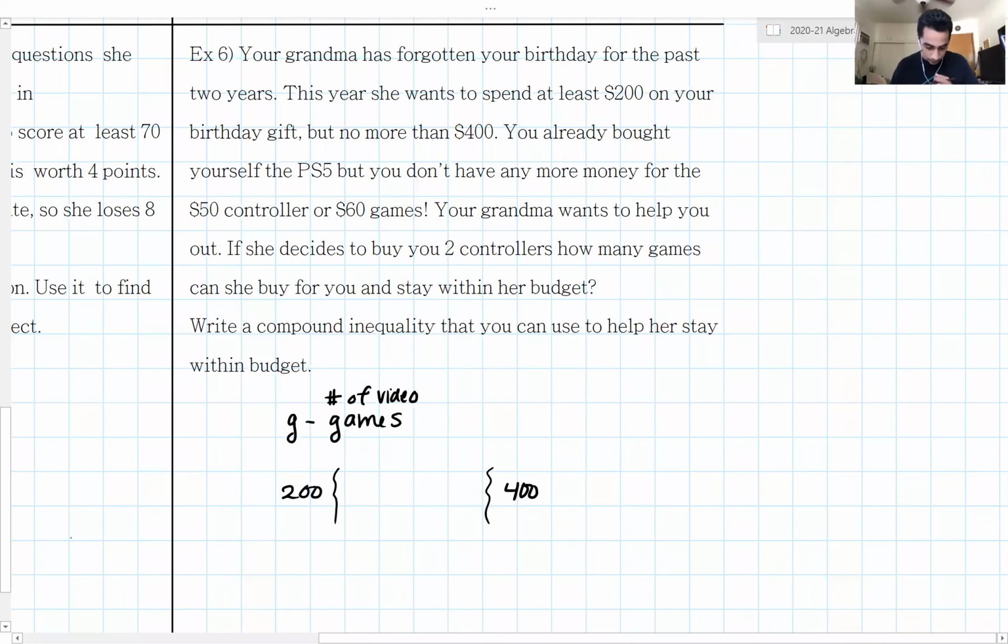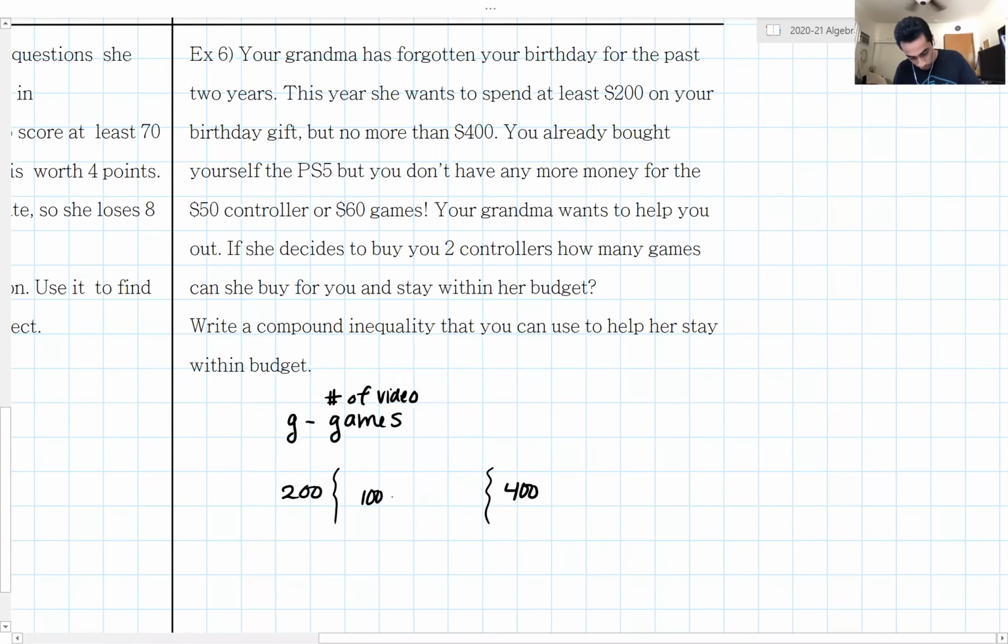If we're talking about each controller is $50 and every game is $60, but she's going to buy you 2 controllers, how much money is that already for her? Yeah, it's $100 for 2 controllers. So we already know she's got $100 in here somewhere, as part of her equation. Now she still has some. Obviously, she's going to have some money left over.